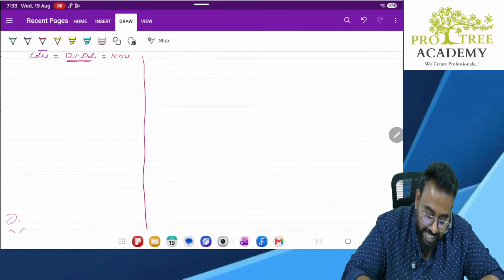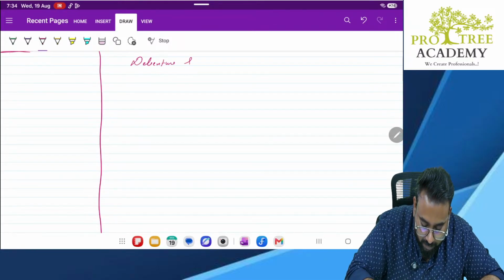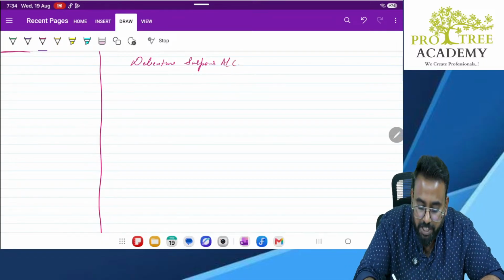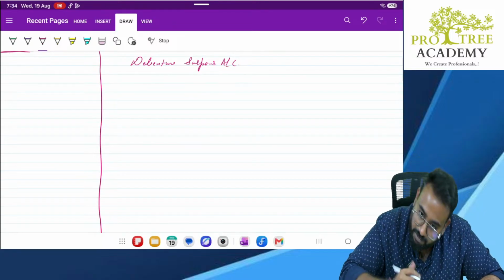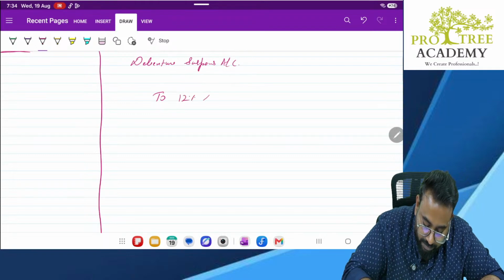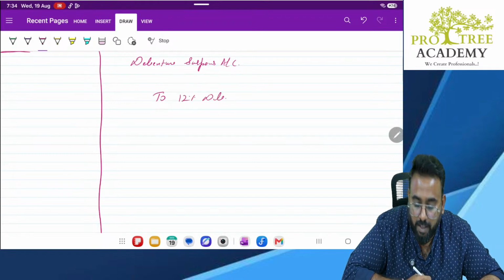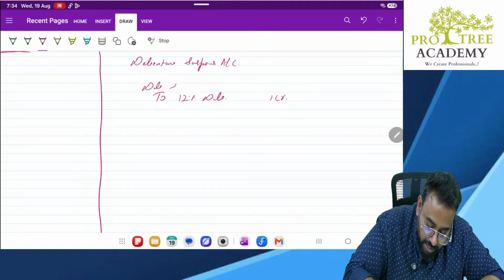Second method is, we create an account called debenture suspense account. What account? So under this, when we issue the debentures, we will create the liability now. We will create the liability. So what we do? 12% debentures, 1 crore. Debit again, we use debenture suspense account. Sorry, 1 crore.